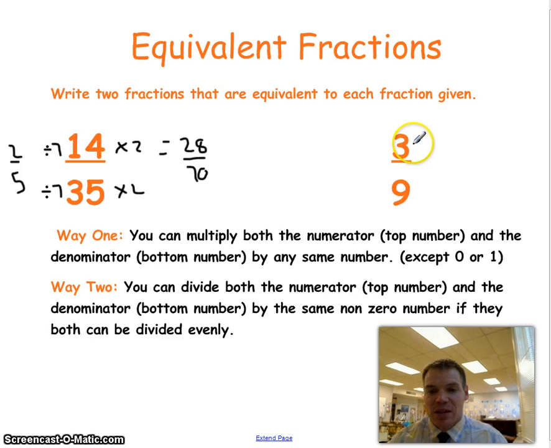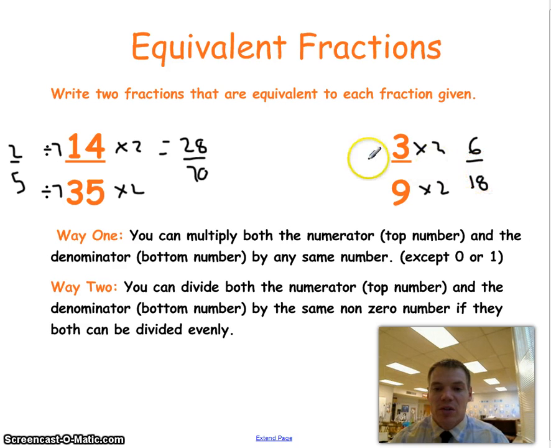Again, I like to keep it simple, so I'm just going to multiply the top and bottom by 2 again. You might have multiplied by 5, which would be fine, or 4. It doesn't really matter as long as you do the same for the top as you do for the bottom. So 3 times 2 is 6. 9 times 2 is 18. So 3/9 and 6/18 are equivalent fractions.